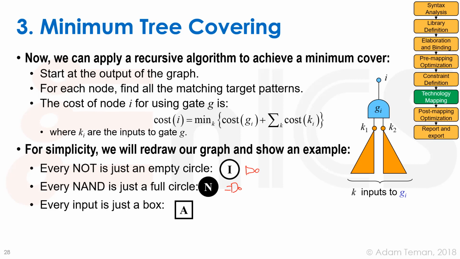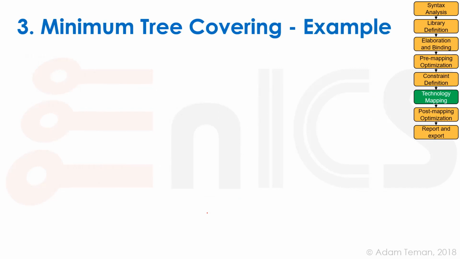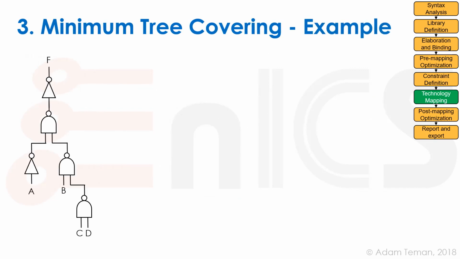So the input to an AND gate, if this was A, we're going to draw a little square with an A inside it. Okay, so let's see an example of how we do this. We're going to take this tree over here on the left. The tree has a root node, which is called F, and it has inputs A, B, C, and D. Remember, we've already simplified this, so it's only a bunch of 2-input NAND gates and NOT gates.